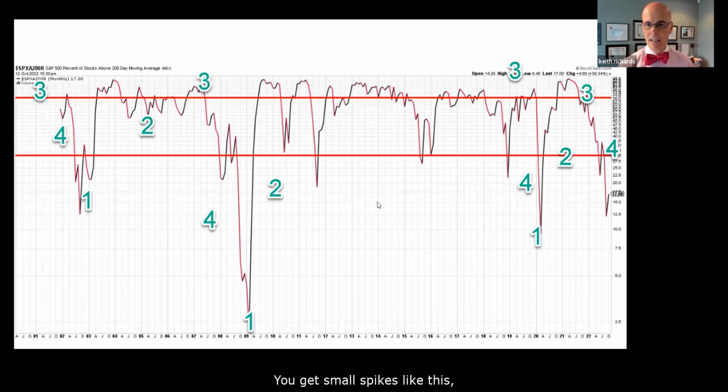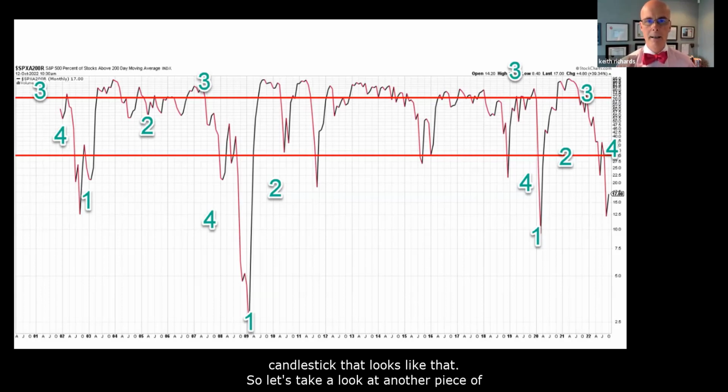You get small spikes like this, but I'm looking for the deep ones. And, you know, it was pretty close to, say, the 02 washout, but it's to be seen if this is going to coincide with the washout day, which will be illustrated by a hammer or some sort of a candlestick that looks like that. So let's take a look at another piece of evidence.